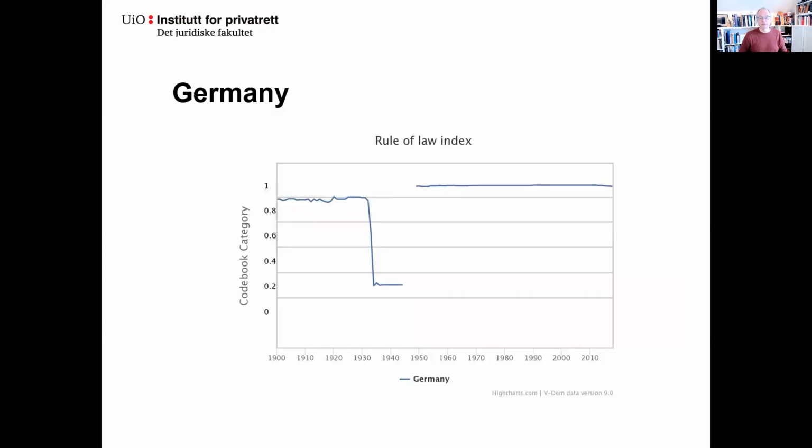We can see this if we look at the rule of law indexes. We have different types of rule of law indexes, but if we follow them, we can see how the developments in Germany are characterized. We see here, coming from quite a high point on the rule of law index up to 1933, a total breakdown in 1933, and then a rebuilding of Germany after the Second World War. So we see these rapid, dramatic changes.